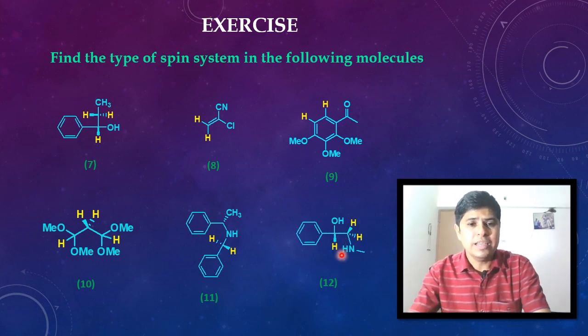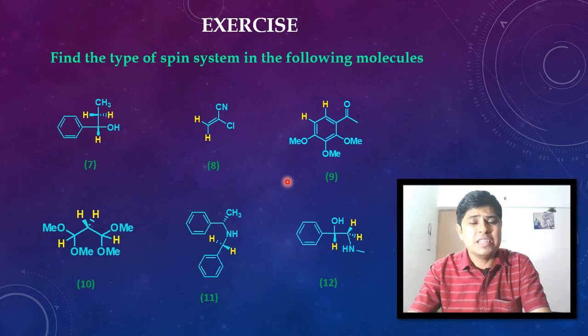So here you have 6 examples, and in the last slide also you have 6 different examples, so in total there are 12 examples. You have to find out the type of spin system in each example. Just do the exercise, we will have the answers in the next slide. Okay, let's see.